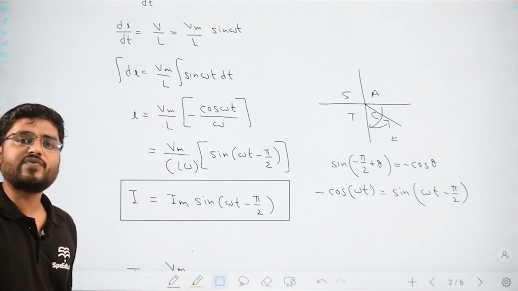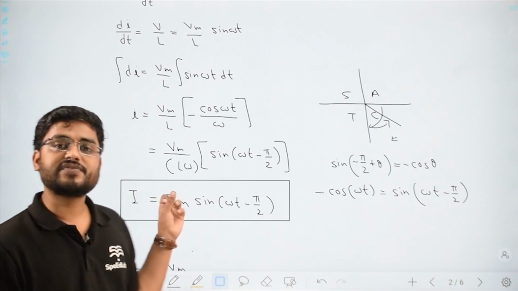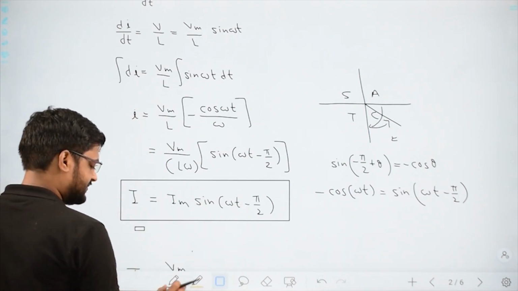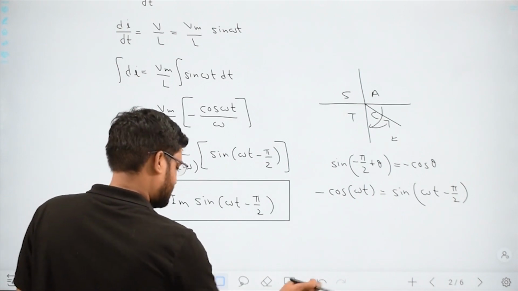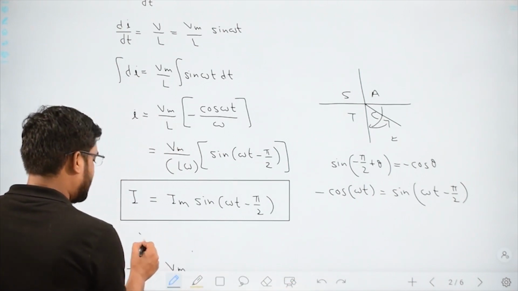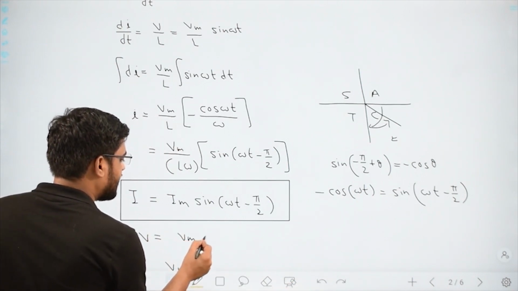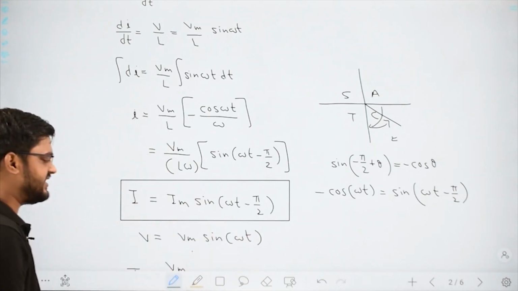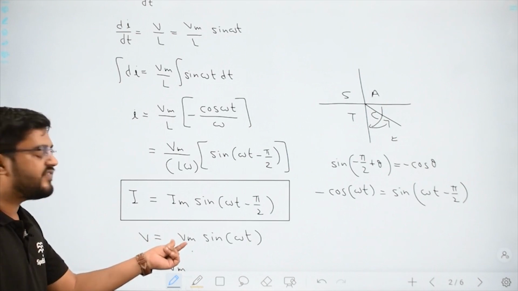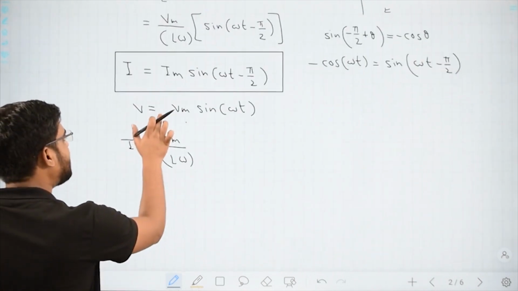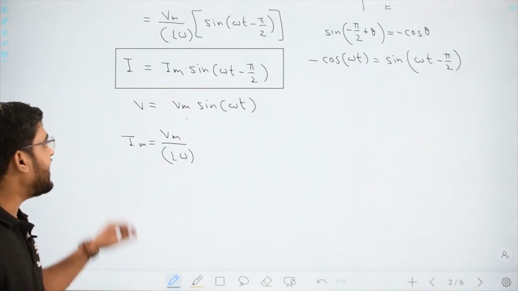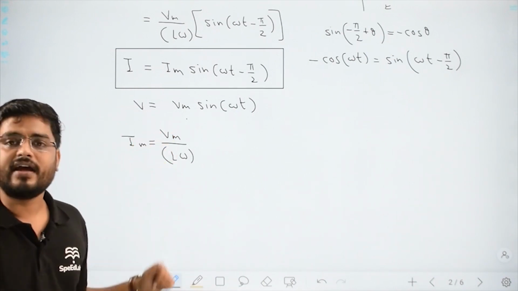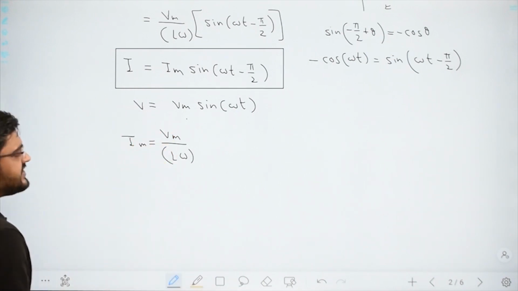So here V was given to us. We found V was Vm sine omega t. I am simultaneously writing that also. V was Vm sine omega t. If you look at both of these simultaneously, if Vm is the peak value of the voltage, then Im is the peak value of current, and Im is given by Vm by L omega. Remember the previous case?